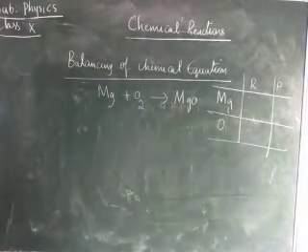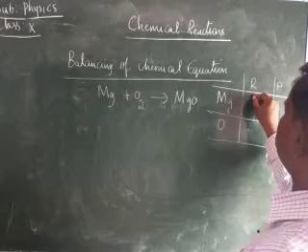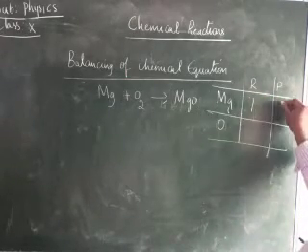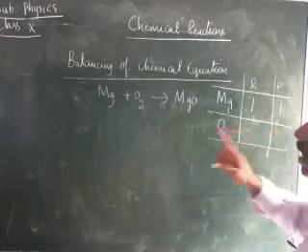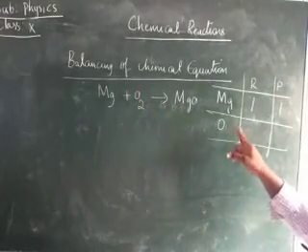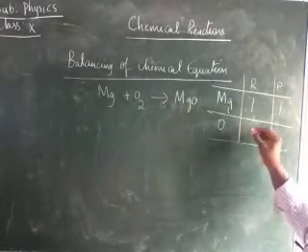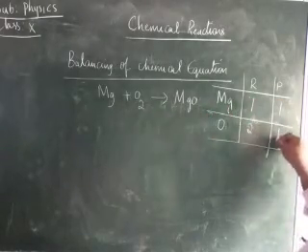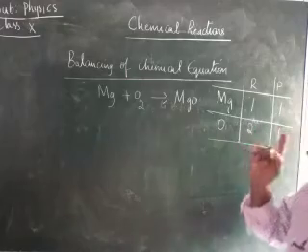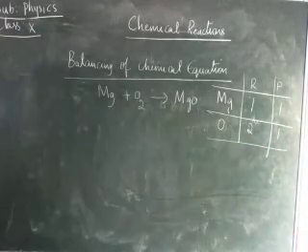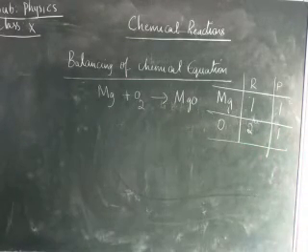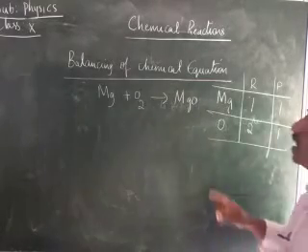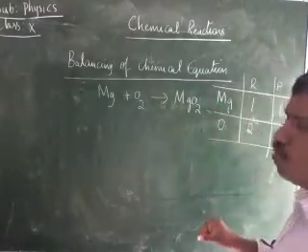How many magnesium atoms are there on the reactant side? 1. How many on the right side? Also 1. Same, they are balanced, children. And oxygen, how many oxygen atoms are there on the reactant side? 2. How many on the product side? Only 1. Here they are not balanced. Therefore, we should balance the chemical equation. To balance it, we cannot change the formula, that means I cannot write MgO2.